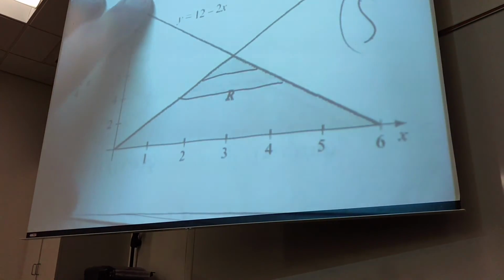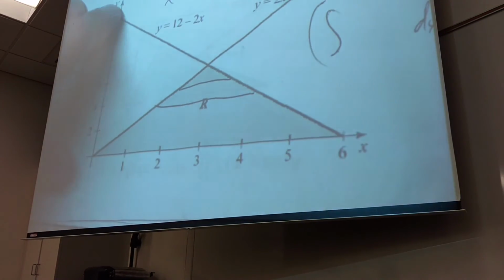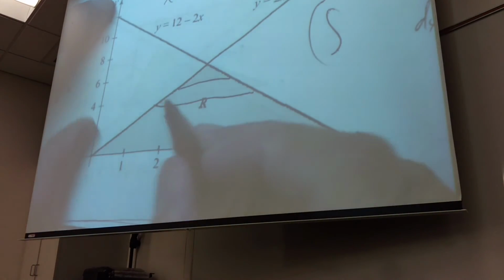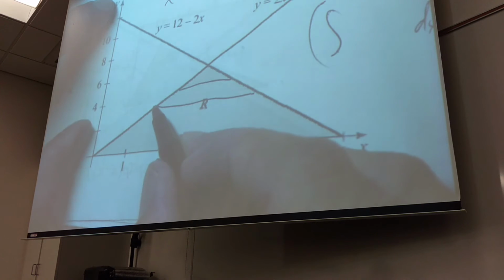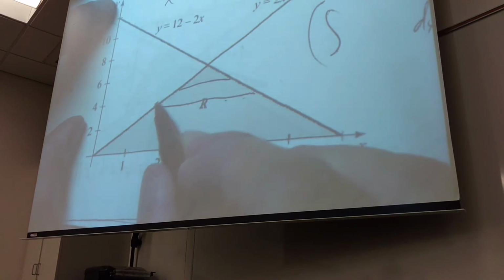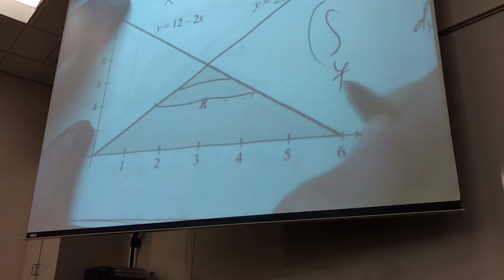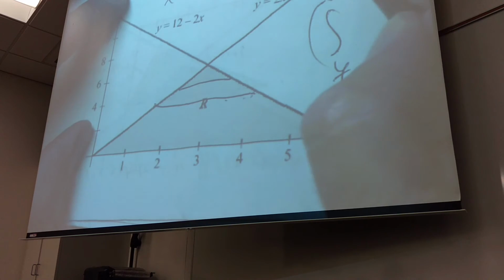6 minus y over 2. I like it. And here x equals y over 2. y over 2 is great. So it'll be the integral as x goes from, careful, starts here and goes there, right? Yeah. X goes from y over 2 to 6 minus y over 2.